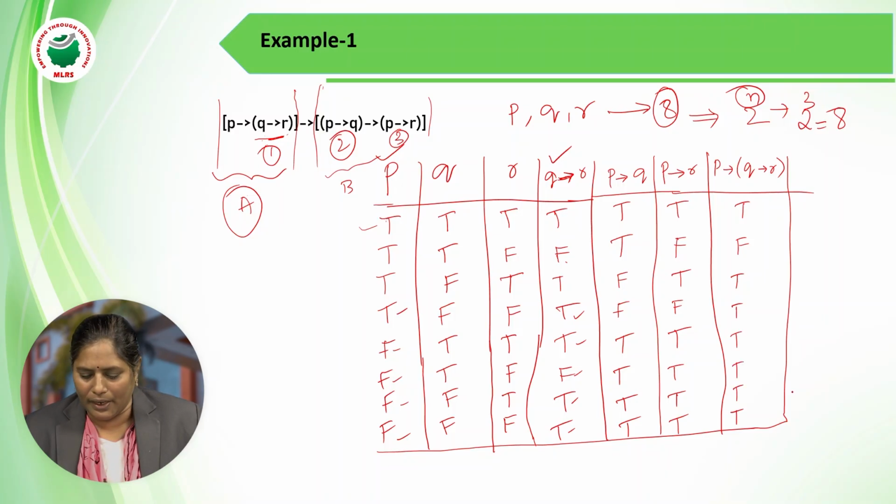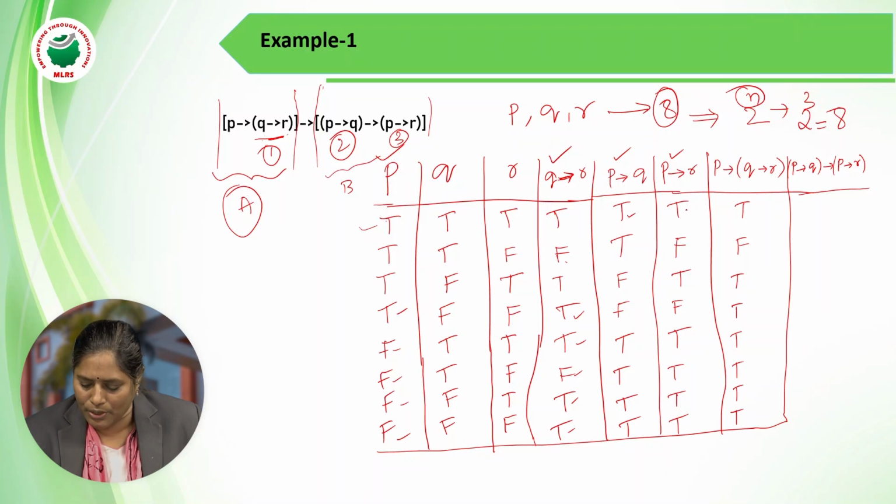Again I am applying implication on P implies Q implies P implies R. So P implies Q is the fifth column and P implies R is the sixth column. Again I am applying implication on the fifth and sixth columns. So I am checking for the fifth and sixth columns.